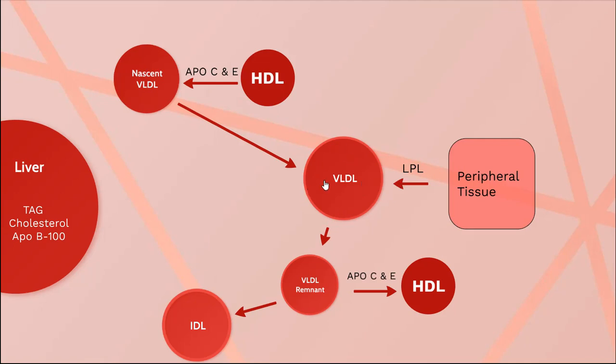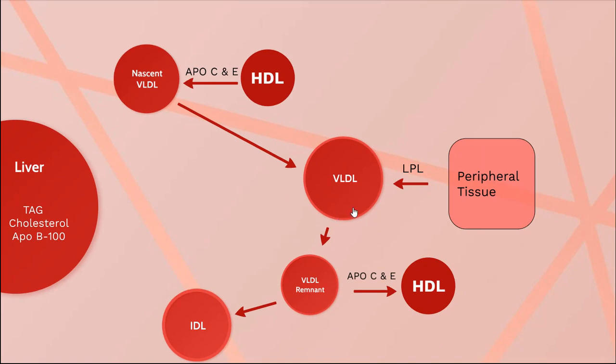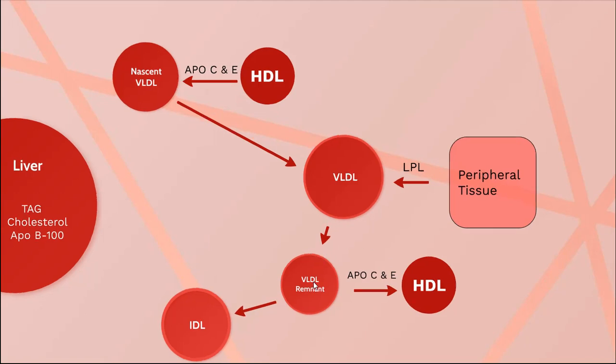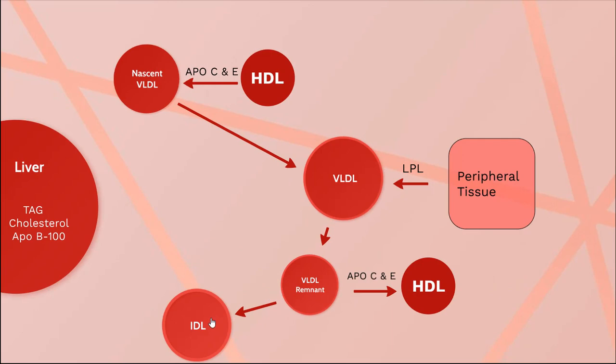and then the nascent VLDL is finally matured. While passing through the circulation, the ApoC2 in VLDL will activate the lipoprotein lipase enzyme from the peripheral tissue. The lipoprotein lipase enzyme will degrade the triacylglycerol of VLDL into fatty acid and glycerol. As the major portion of VLDL is now degraded, it will reduce in size. Moreover, it will return the ApoC and ApoE to the HDL. The remnant portion is cholesterol rich and will ultimately convert into intermediate density lipid or IDL.